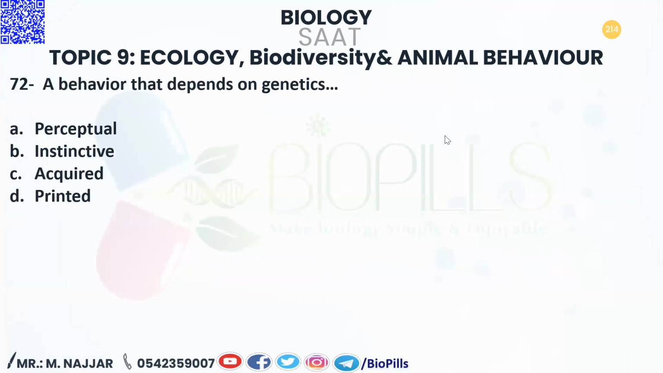Question number 72. We have just a couple of questions on animal behavior. Animal behavior is very, very easy. Question number 72. A behavior that depends on genetics. We can say it is innate, so we can say it is by birth, or born behavior. A, procedural, B, instinctive, C, acquired, D, printed. For sure, the answer is B, instinctive. It's not learned, not acquired.